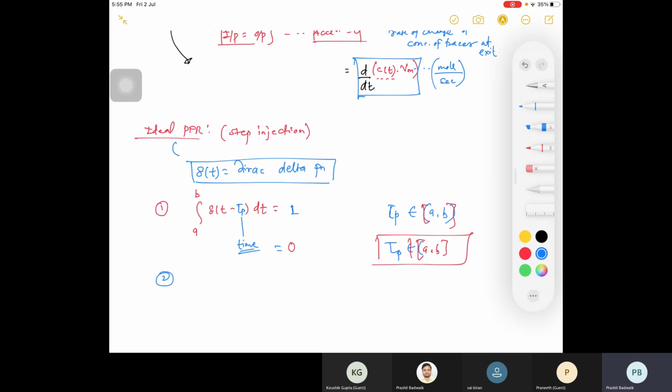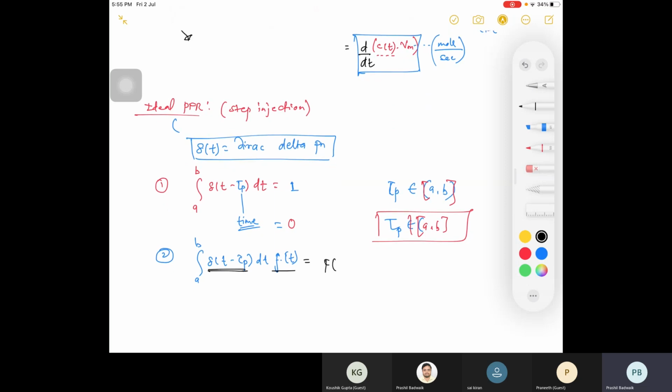Second thing is integration a to b del of t minus tau p dt into your f of t. So you are having two functions, one is this and second is f of t. This value is equal to f of tau p if your tau p is belonging to the closed interval a and b, and 0 if it is not belonging. I also told you why this condition is there. Whenever you are integrating from starting point to end point, you will not get any value if it is not belonging. Okay, this was about the Dirac delta function.